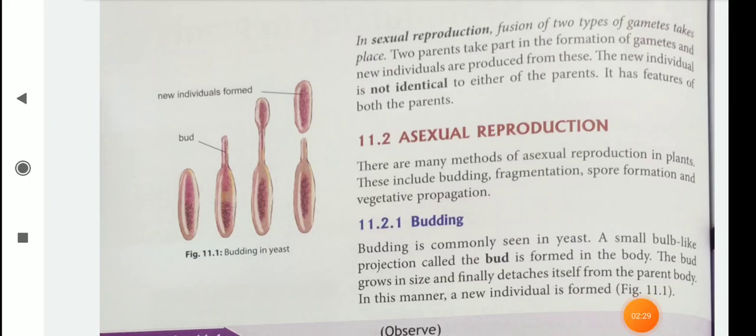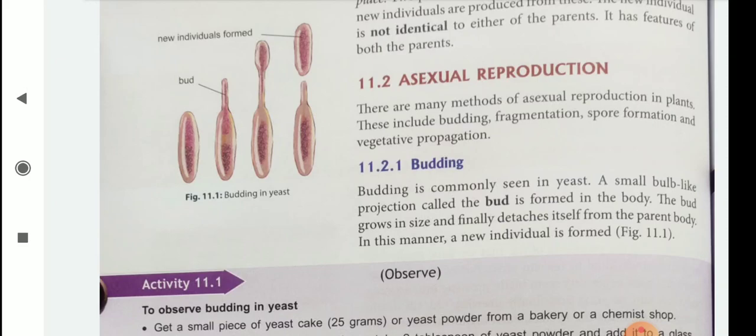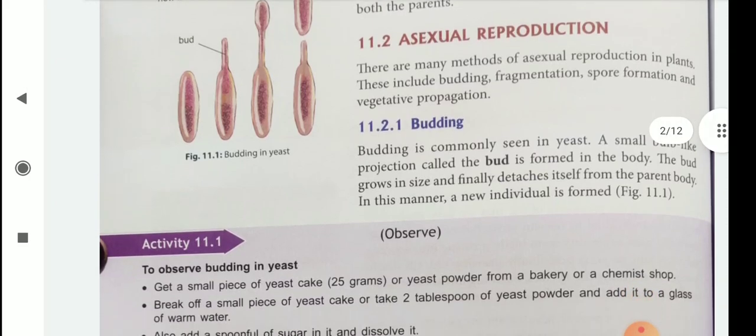So budding, here one figure is given, you can see. Here a bud is there, a new individual is formed. Here you see buds are separated from the parent cell, then it will be a new individual. Budding is commonly seen in yeast. A small bulb-like projection called the bud is formed in the body. The bud grows in size and finally detaches itself from the parent body. Detach means, children, the opposite of attach, separated from its parent body. In this manner, a new individual is formed.